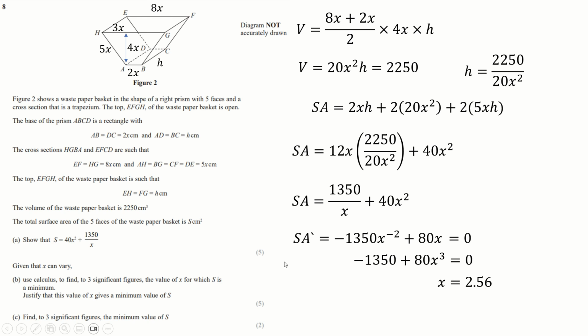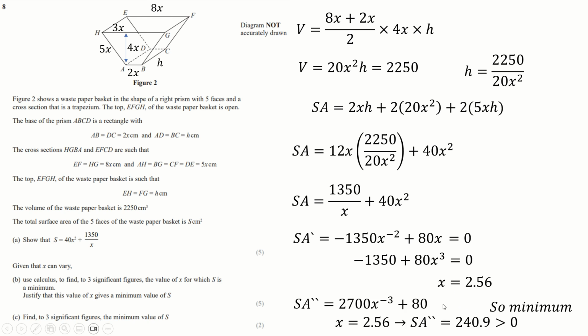Justify it's a minimum, so if we differentiate this again, we'll end up with this here, because the minus 2 times minus makes a plus, and then this here. Put in this number here, and it ends up being bigger than 0, which means it's a minimum. And finally, to find the minimum value of s itself, put the value of x you've got into the formula for the surface area here, and we'll get the SA as this here.